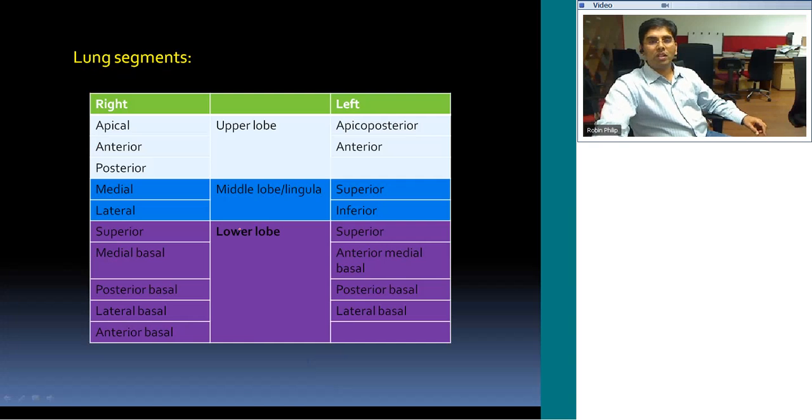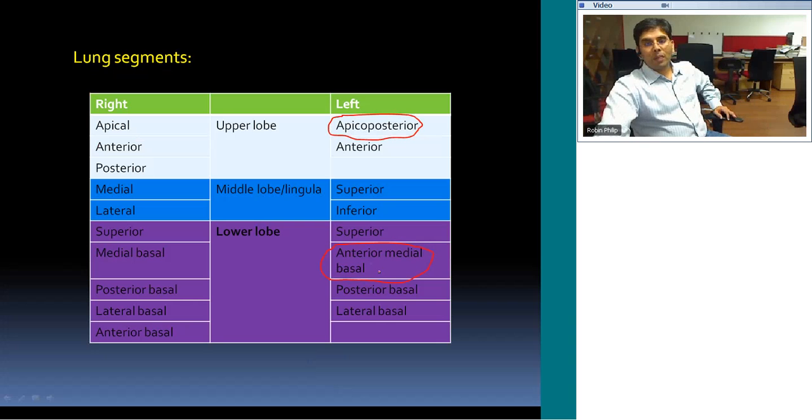So next, the lung segments. To pick up the pathology in the lungs, you can see here the lung segments: upper, middle, and lower lobes. On the right, you have 10 segments. On the left, you have 8 segments. The only difference is that on the left, the apical and posterior segments are a single segment, and in the left lower lobe, instead of individual anterior and medial basal segments, you have a single anteromedial basal segment.